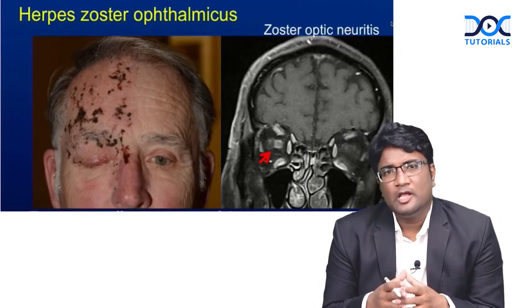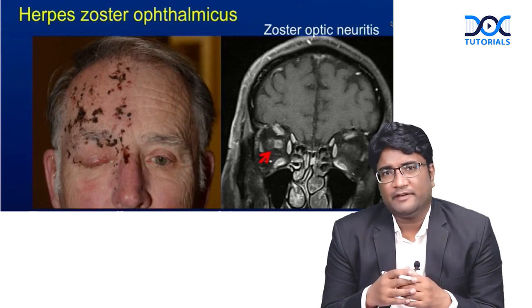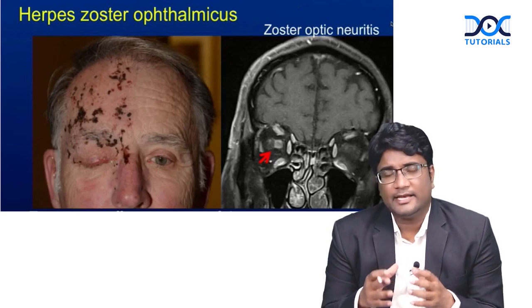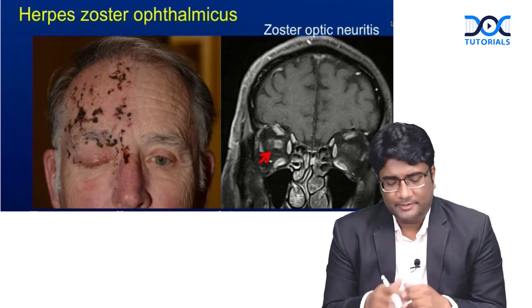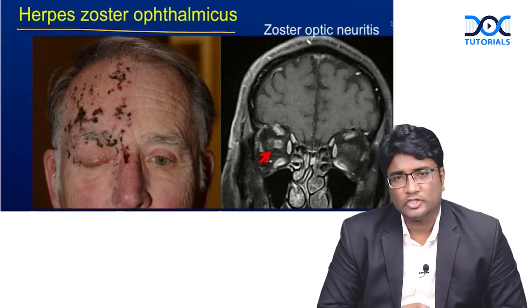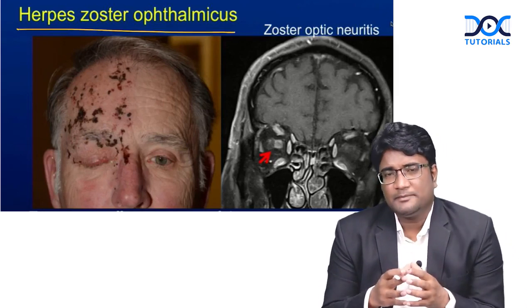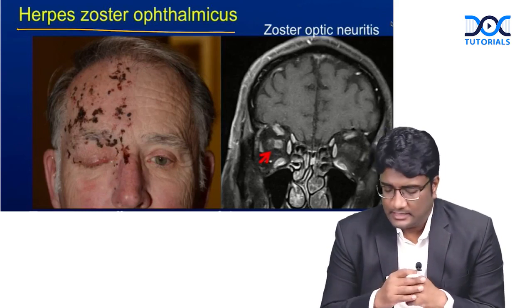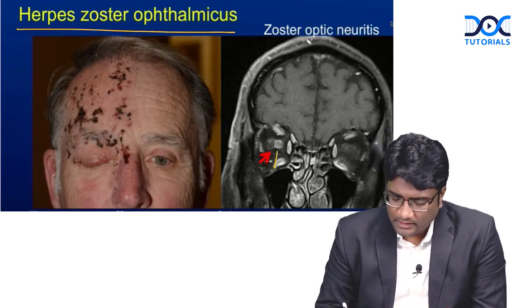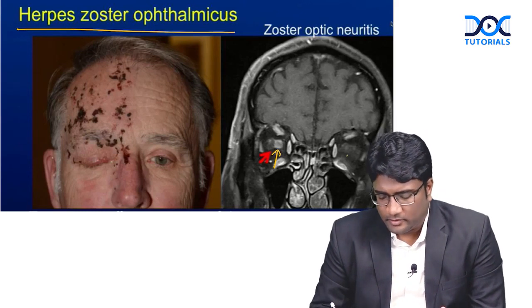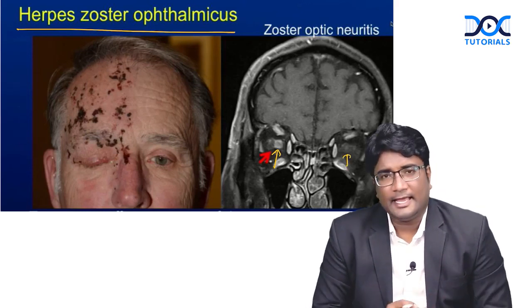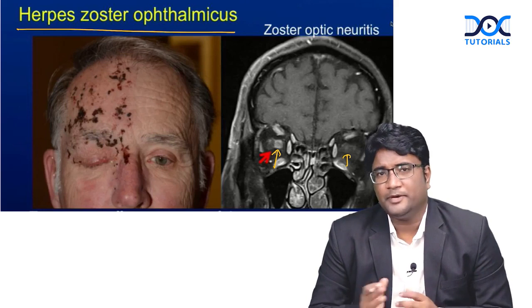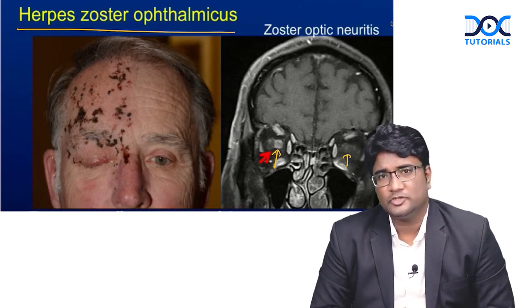And also remember, optic neuritis can be seen in many infections like Lyme disease, syphilis, and zoster also. Here is an example. This is a patient of herpes zoster ophthalmicus, and we know that herpes zoster can cause keratitis, uveitis, and even optic neuritis. Here you can see the right optic nerve appearing swollen compared to the left side and showing enhancement. This is right optic neuritis seen in a case of herpes zoster ophthalmicus. So it can be seen.